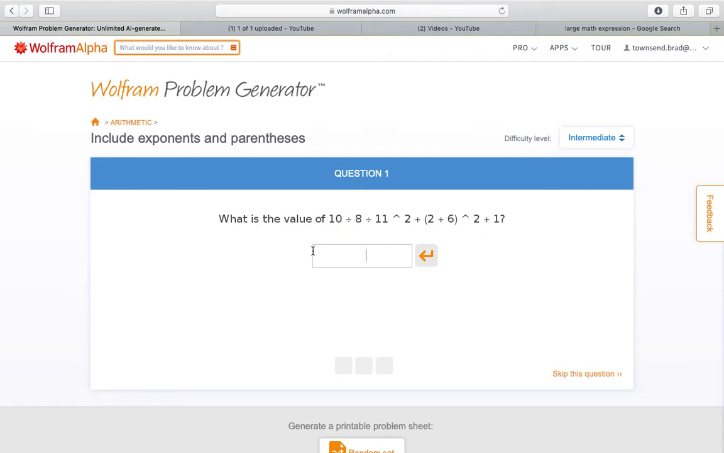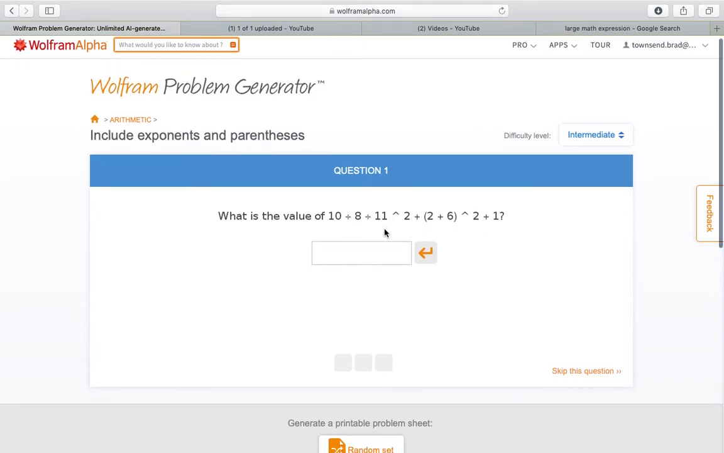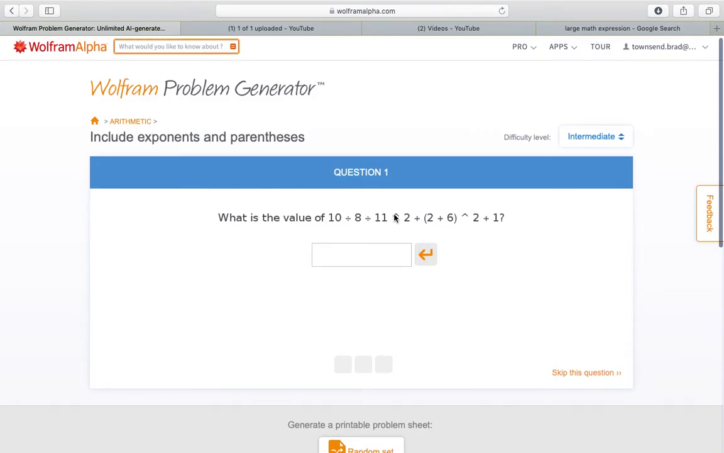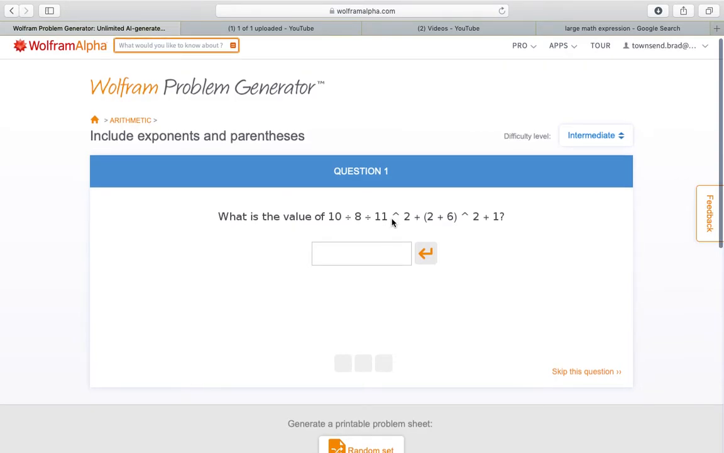So let's see. It says, what is the value of 10 divided by 8 divided by 11 to the second power? That would be 11 times 11. That's what this symbol means. In French, it's called a circumflex. Sometimes it's called a hat symbol.